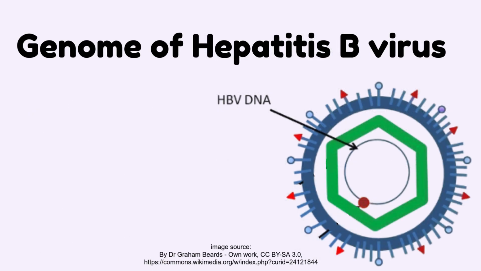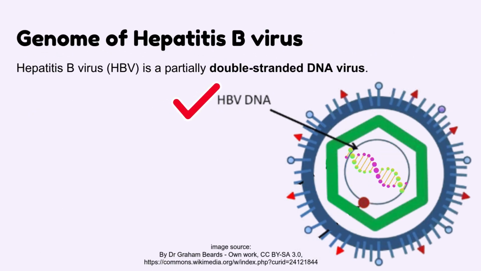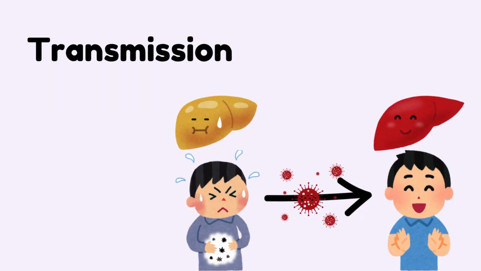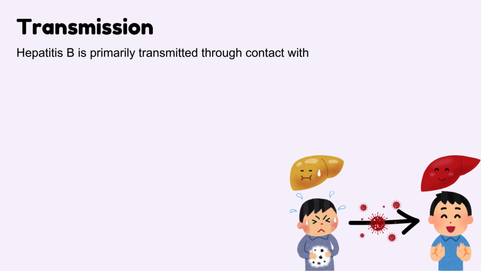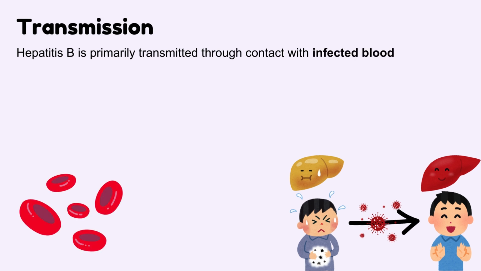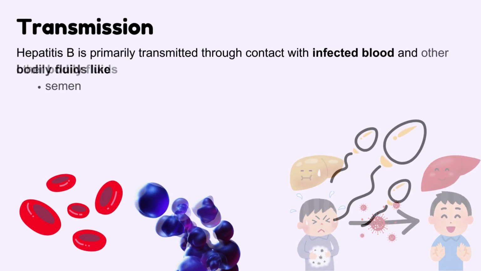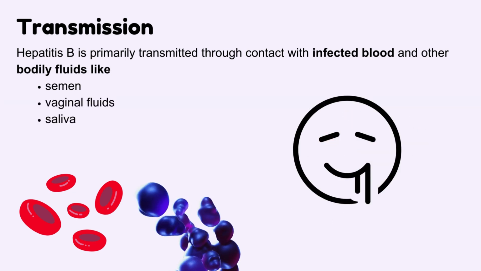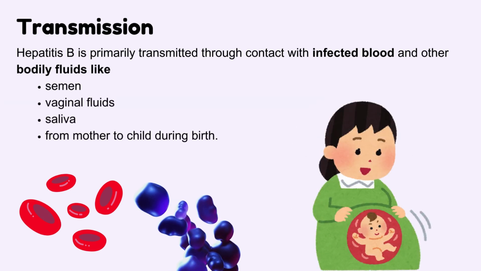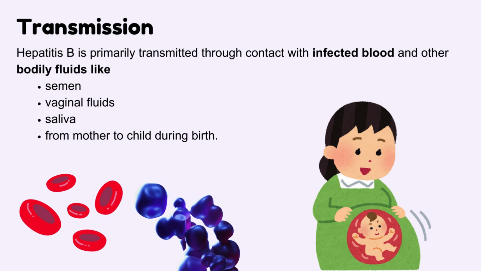Genome of hepatitis B virus. Hepatitis B virus is a partially double-stranded DNA virus. Transmission of hepatitis B. Hepatitis B is primarily transmitted through contact with infected blood and other bodily fluids, like semen, vaginal fluids, and saliva. It can also transmit from mother to child during birth.